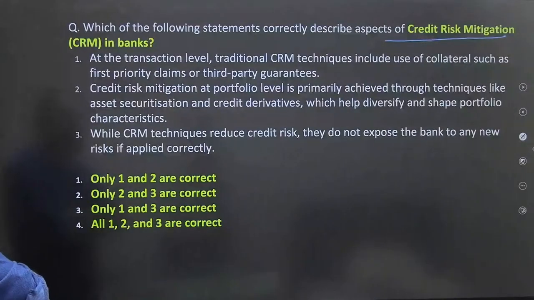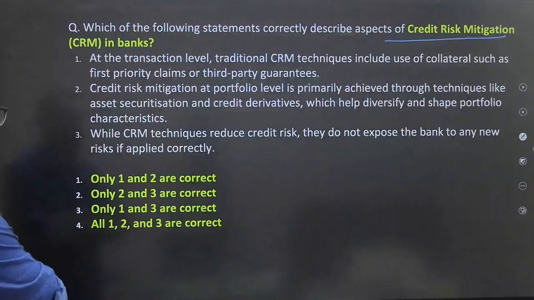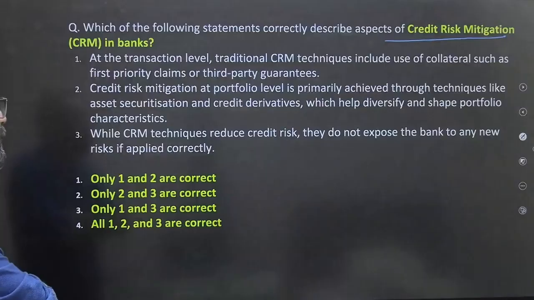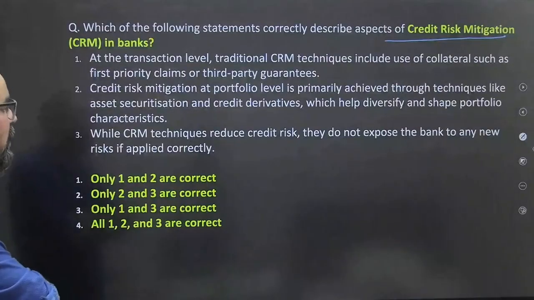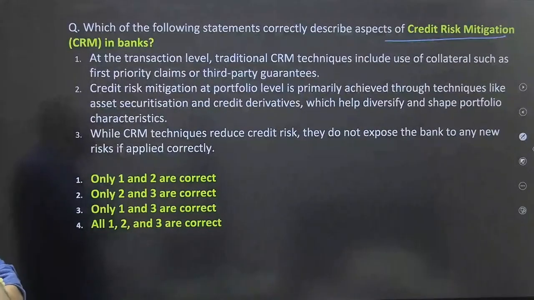So at the transaction level, traditional CRM techniques include use of collateral such as first priority claim or third party guarantee. True. Credit risk mitigation at portfolio level is primarily achieved through techniques like asset securitization and credit derivatives, which help diversify and save portfolio characteristics. While CRM techniques reduce credit risk, they do not expose the bank to any new risk if applied correctly.